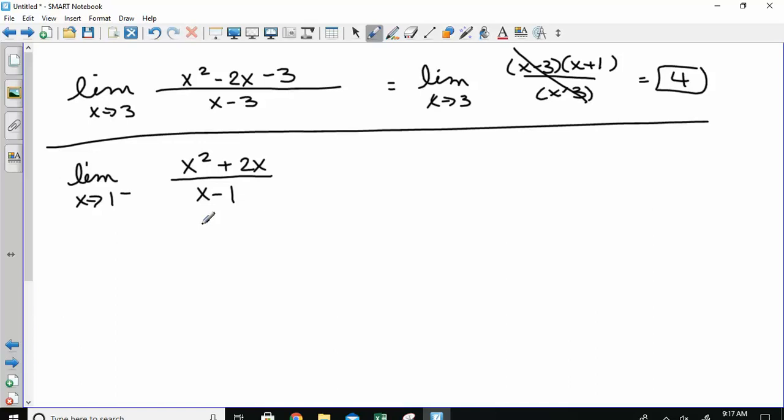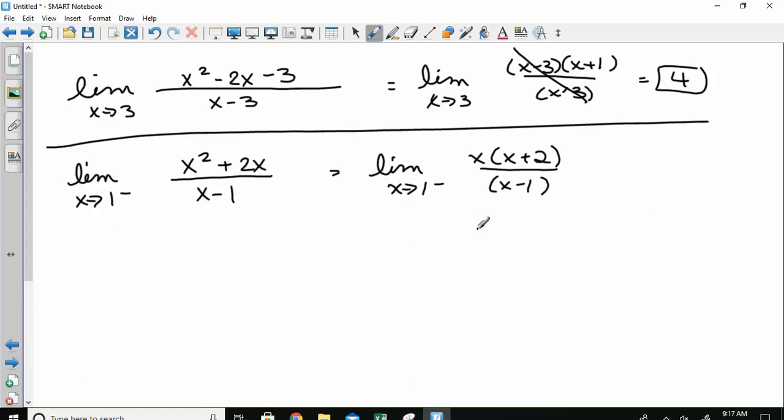Can I just plug in? 1 minus 1 is 0, so we can't. What would you do? Okay, so we always see if anything would cancel when we factor. So on the top we can take out an x, that leaves us with an x plus 2 over x minus 1. So we're not in very good shape here because it still doesn't cancel. However, a good indicator, when I give you these left and right hand limits, it's probably an indicator that we can reason through this. Okay?